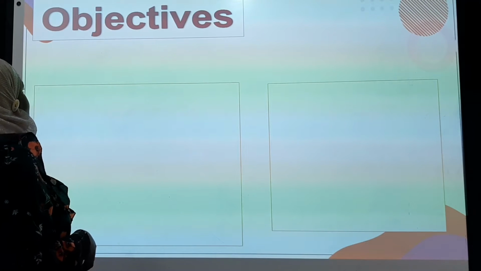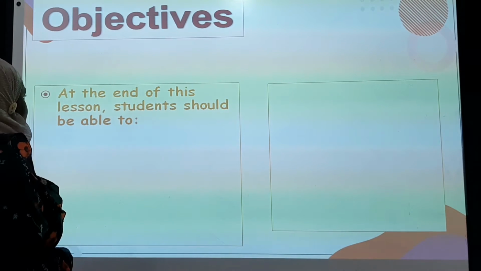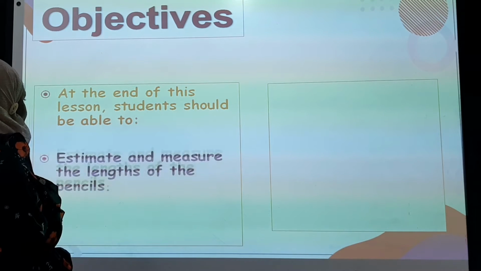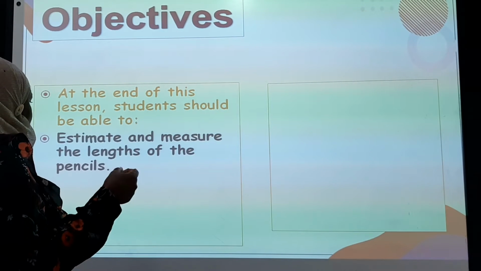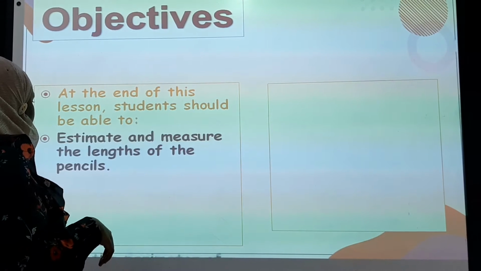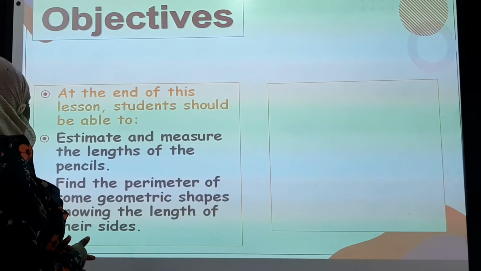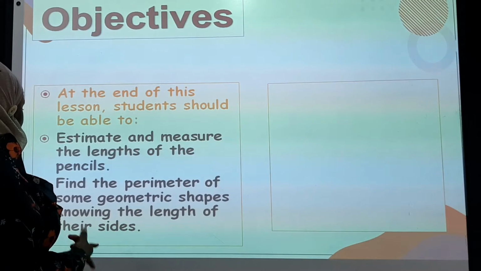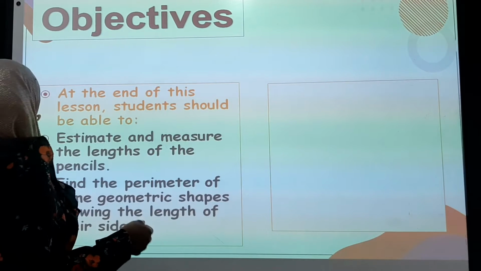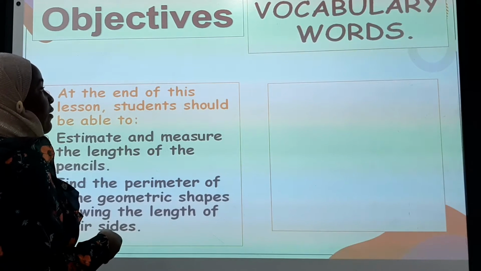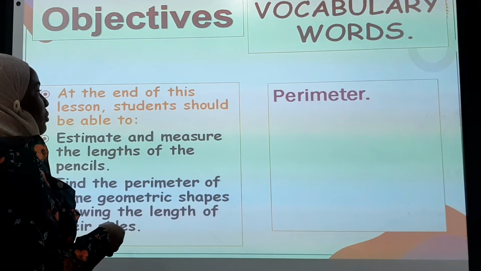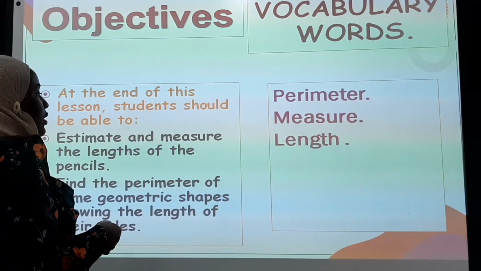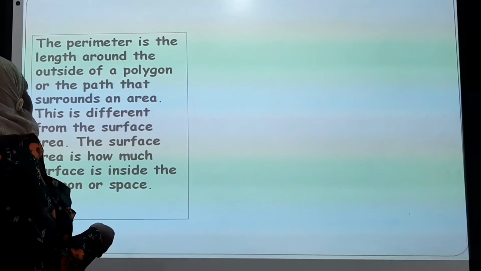The lesson objectives are, at the end of this lesson, students should be able to estimate and measure the length of pencils, and find the perimeter of some geometric shapes, knowing the length of their sides. The vocabulary words are perimeter, measure, length, and meter. Let's go ahead with our lesson.